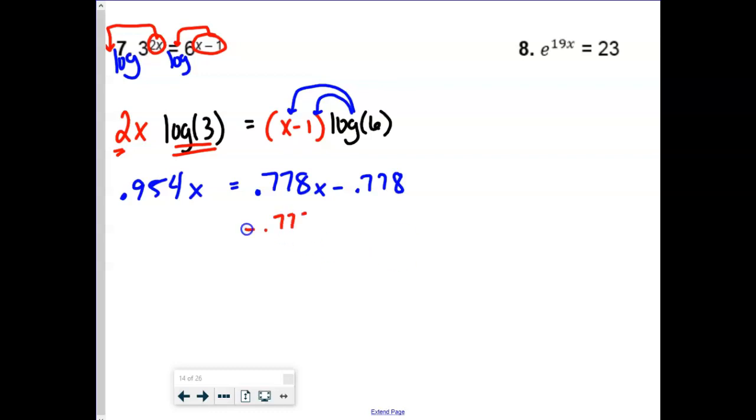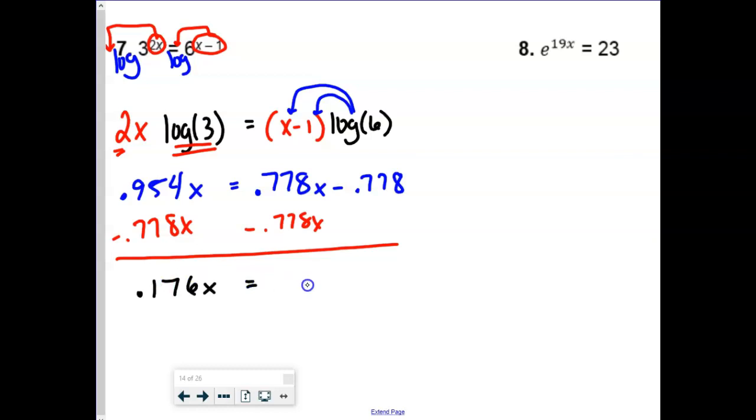Subtract the 0.778x over to the left-hand side. Yeah, I know I'm supposed to be able to do this, but thank you. Just put me out of my misery. All right, and then it equals negative 0.778. So when you divide both sides by this, we get 0.176.